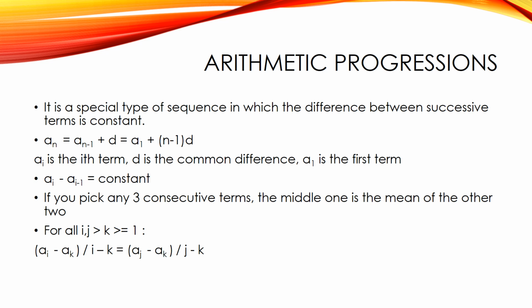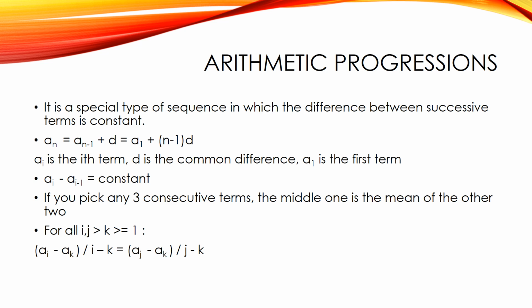Arithmetic progression is a special type of sequence in which the difference between successive terms is constant. So the general term is given by a_n = a_(n-1) + d = a_1 + (n-1)d. a_i is the ith term, d is the common difference, and a_1 is the first term.